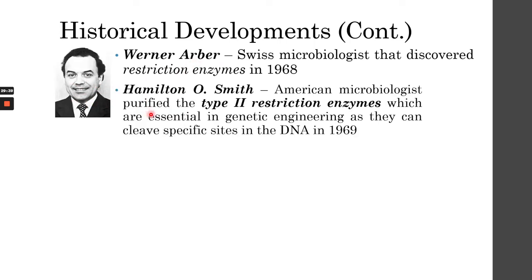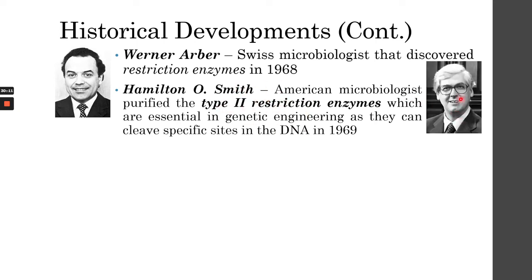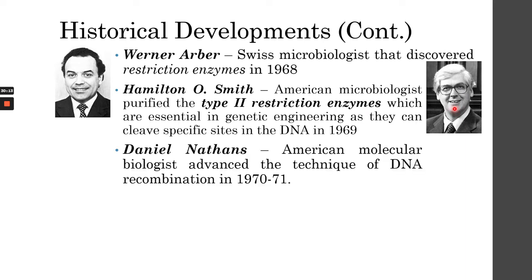And then we have Hamilton O. Smith. So Hamilton O. Smith took Werner's discovery and improved upon it by creating a type 2 restriction enzyme. The difference is that type 1 restriction enzymes, the original restriction enzymes, cut the DNA into random pieces. But for type 2 restriction enzymes, we can now cleave or cut specific sites in the DNA. We can choose which section of DNA we want to cut. So this is a more precise restriction enzyme. Here he is, an American microbiologist.